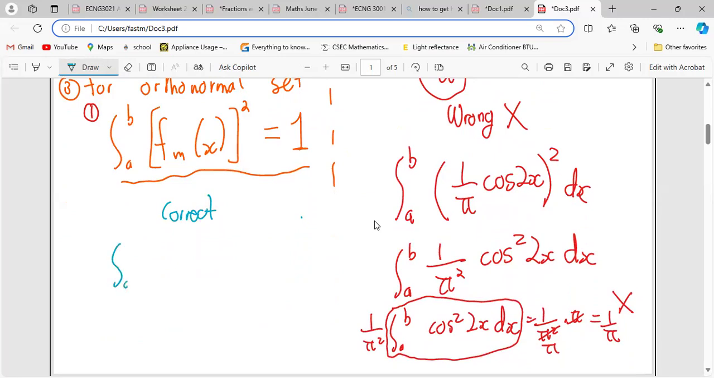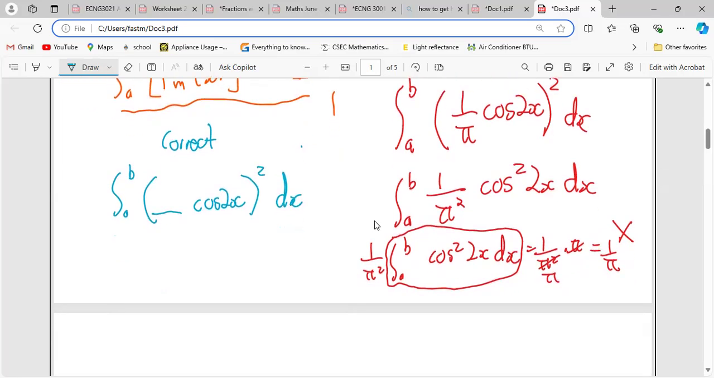so you have the integral from a to b, you have something here, cos 2x all squared dx, right? So you want, when you square whatever you have here, you end up with 1 on pi. Real simple. The only way you can end up with 1 on pi when you square something is if it had to be 1 on the square root of pi. Because when you square that, you end up with 1 on pi, because remember, the square root of pi squared is pi. So you end up with this.